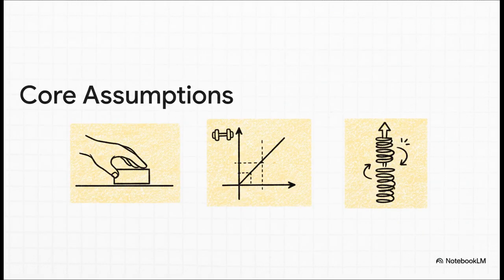Now, just to keep things clear and simple for this explainer, we're going to make three basic assumptions. First, that the loads are static, meaning they're applied slowly without any sudden impacts. Second, that the response is linear, so if you double the force, you double the displacement. And third, that it's elastic, meaning the material bounces right back to its original shape when you remove the load.